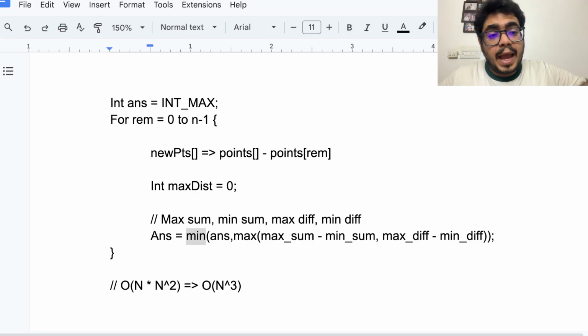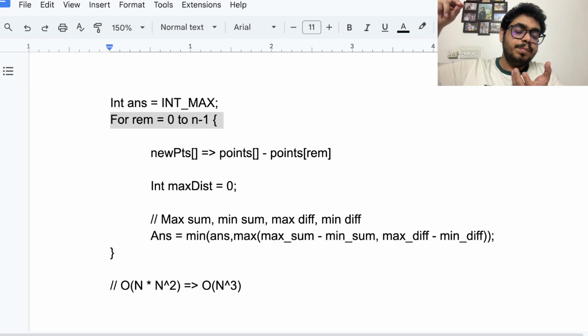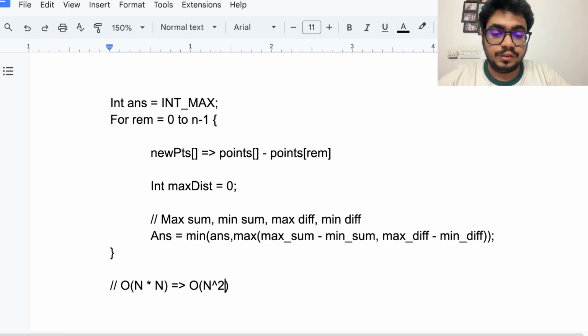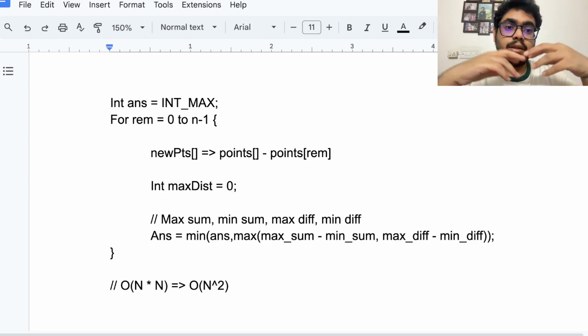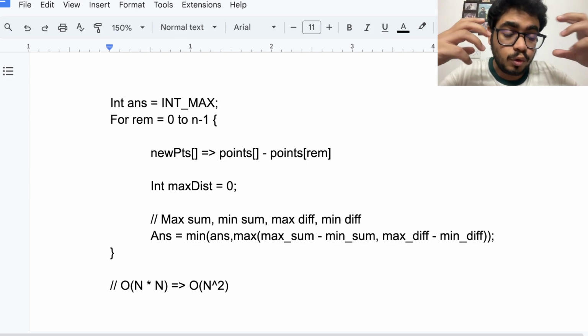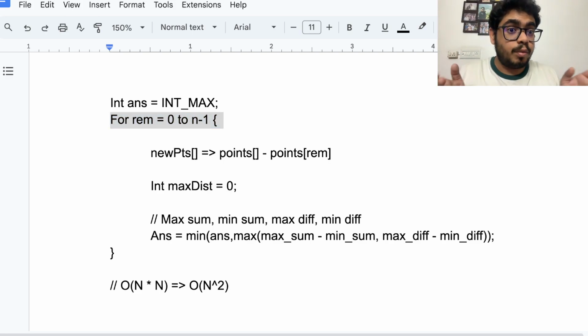So with this, we can reduce our time complexity: we decide the point to remove, and then for the remaining points, we'll simply calculate the answers, right? So the complexity actually reduces to n into n now, and it becomes n square. N square is still not enough, right? But just like we decided that we can calculate the maximum Manhattan distance by just looking at 4 points, we can in fact try to remove only those 4 points as well.